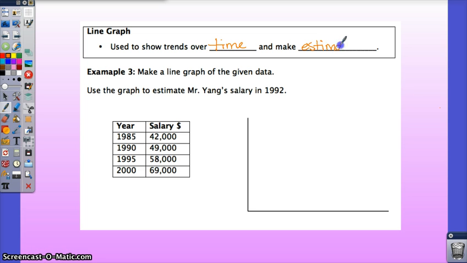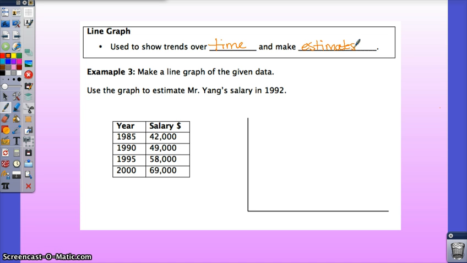We might show the price of gas over the last 10 years and how it was rising, or salaries over the last 20 years and how those have changed. Line graphs are really best for showing a change over time. So anytime you're doing time in a table or a graph, not that this is your only choice, but a lot of times it's the best choice when you want to show that change. And we can also use a line graph to make an estimate, maybe in between these values.